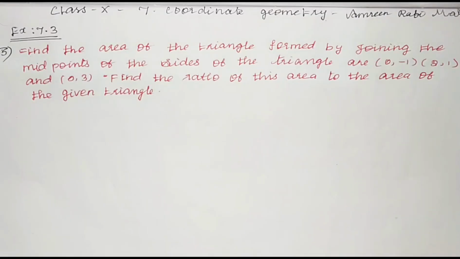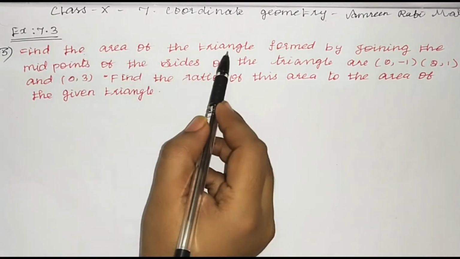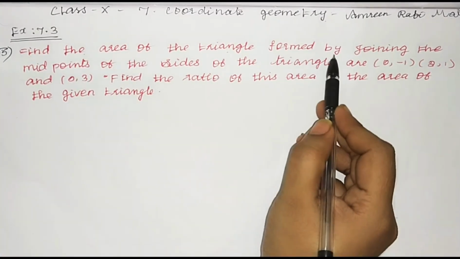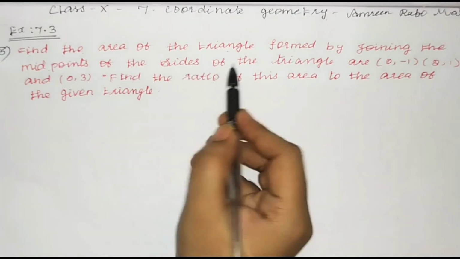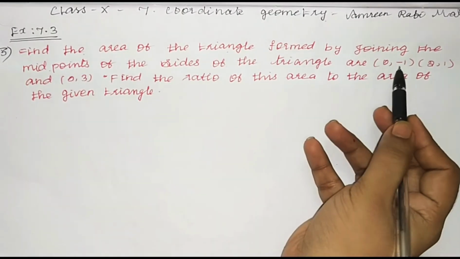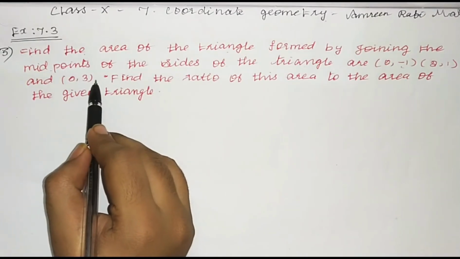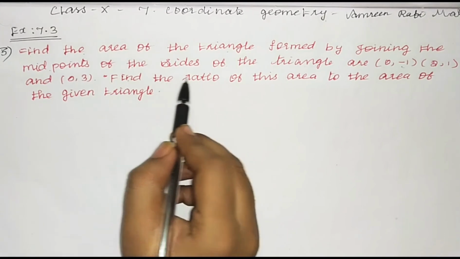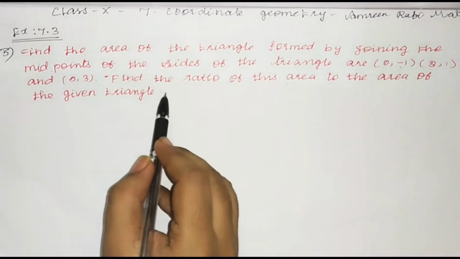Class 10, Lesson 7, Coordinate Geometry, Exercise 7.3, third sum. Find the area of the triangle formed by joining the midpoints of the sides of the triangle whose vertices are (0, -1), (2, 1) and (0, 3). Then find the ratio of this area to the area of the given triangle.